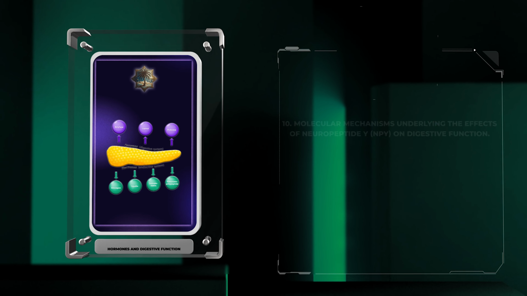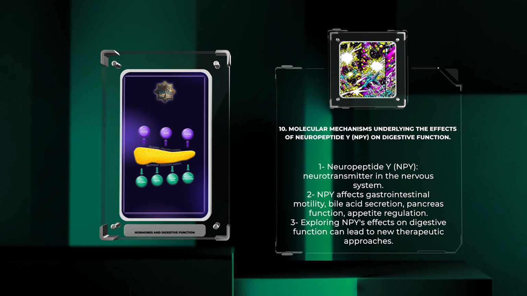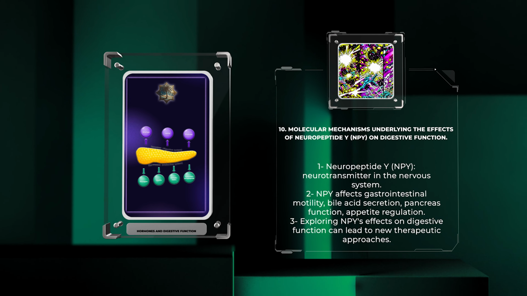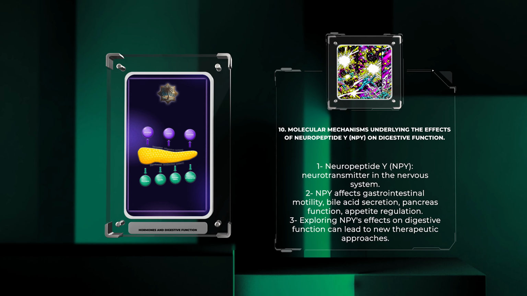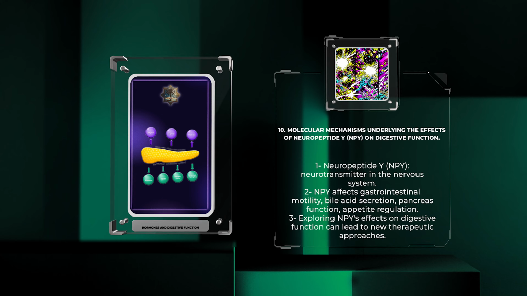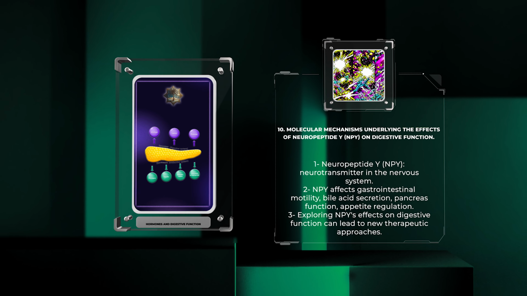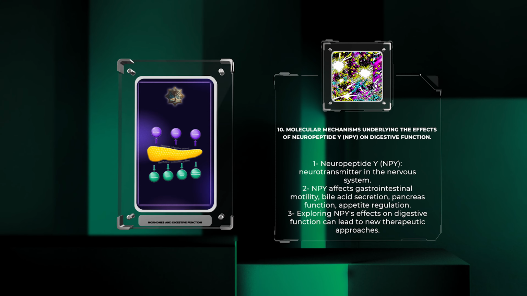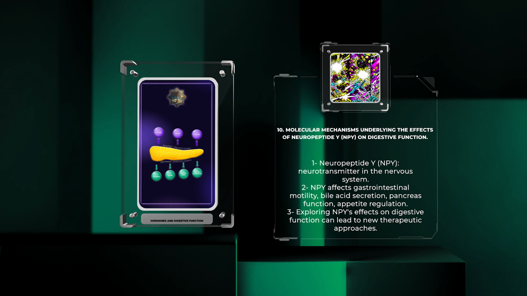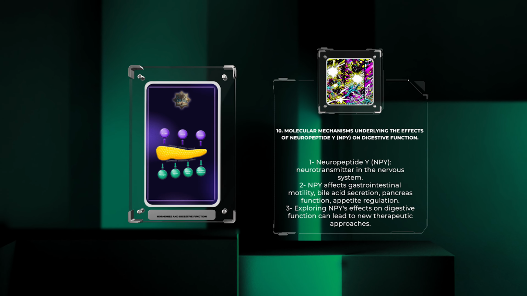Neuropeptide Y, NPY, a neurotransmitter primarily found in the central and peripheral nervous systems, exerts profound effects on various aspects of digestive function. NPY influences gastrointestinal motility, bile acid secretion, pancreatic function, and appetite regulation. Understanding the intricate molecular mechanisms underlying the effects of NPY on digestive function can pave the way for novel therapeutic approaches in managing digestive disorders and metabolic dysfunction associated with abnormal NPY signaling.